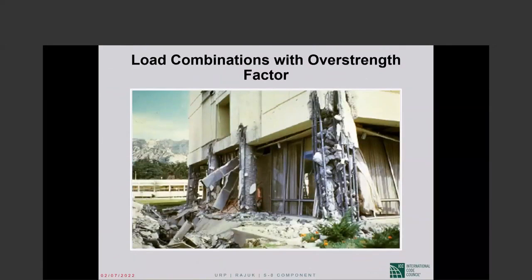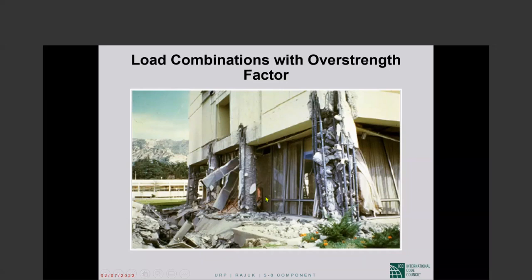This is the famous Olive View Hospital after the 1971 San Fernando earthquake. I showed you a picture the other day where the ambulances were pinned down by the canopy that had fallen on them. This is a side face of the building or whatever. So these columns are supporting steep shear walls above, as you can see very clearly.